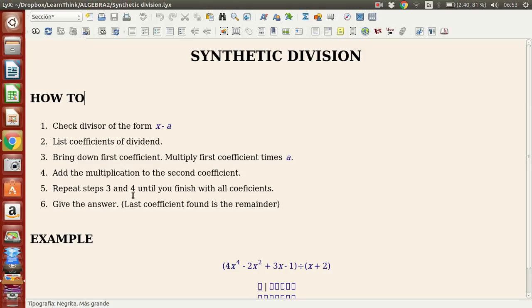Hi, I'm gonna tell you how to apply synthetic division. Let's see the how-to and an example. First, the first part of the synthetic division is to check that the divisor is of the form x minus a. If the divisor is not of the form x minus a, we couldn't apply synthetic division.